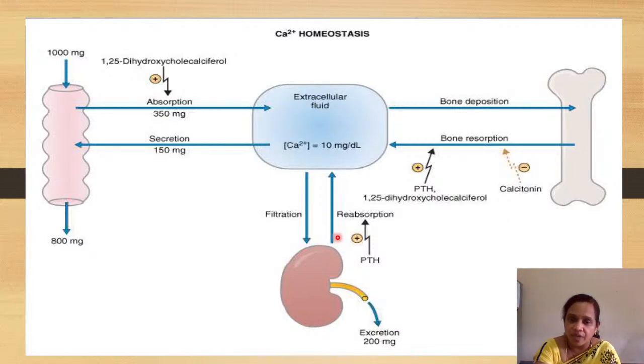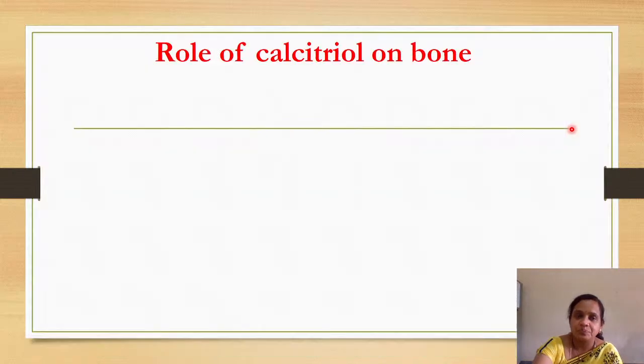Next, another part in which it is regulated is excretion. If the levels are very low, it will help in reabsorption, aided by parathyroid hormone. If the levels are very high, it is lost in the urine via filtration. So this is how calcium is regulated. Now we'll see the details of each one of them.